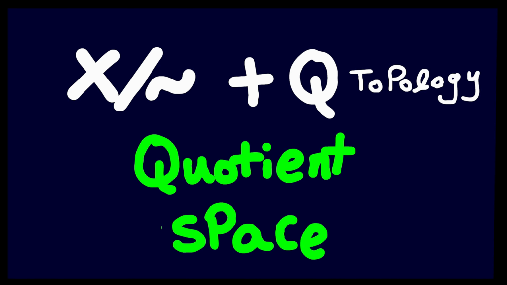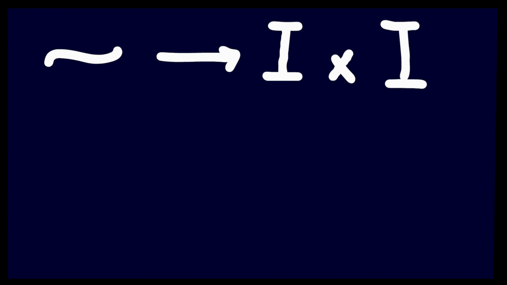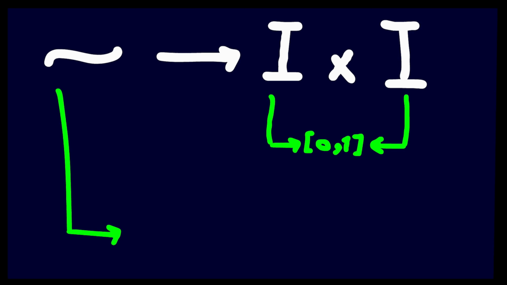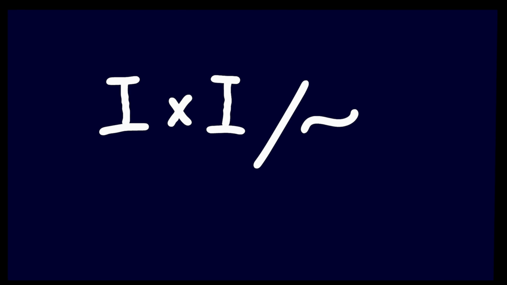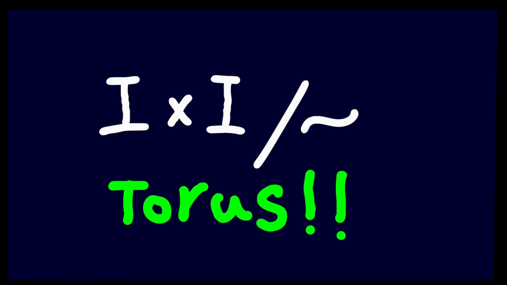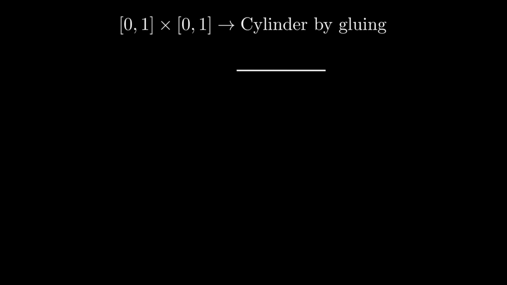Now we can construct a torus. We define an equivalence relation on I Cartesian product I by setting these two relations. Believe it or not, now I Cartesian product I with this relation is a torus. But how? Well, we can visualize this as the following.